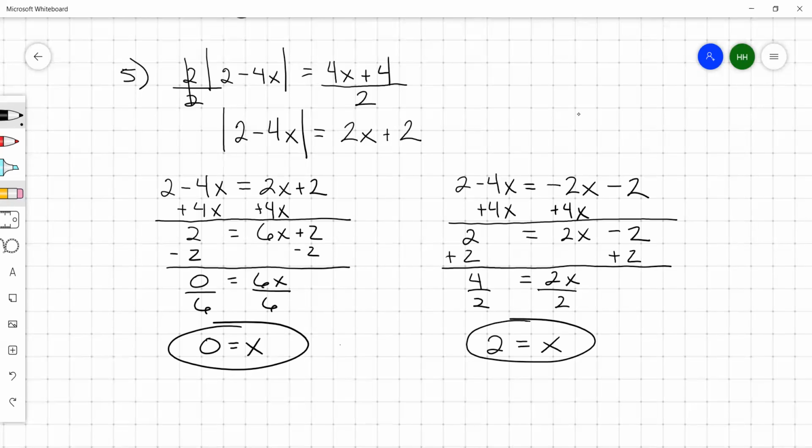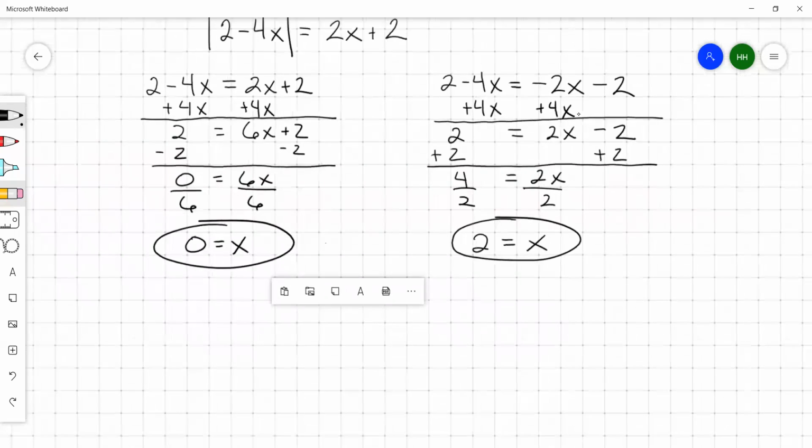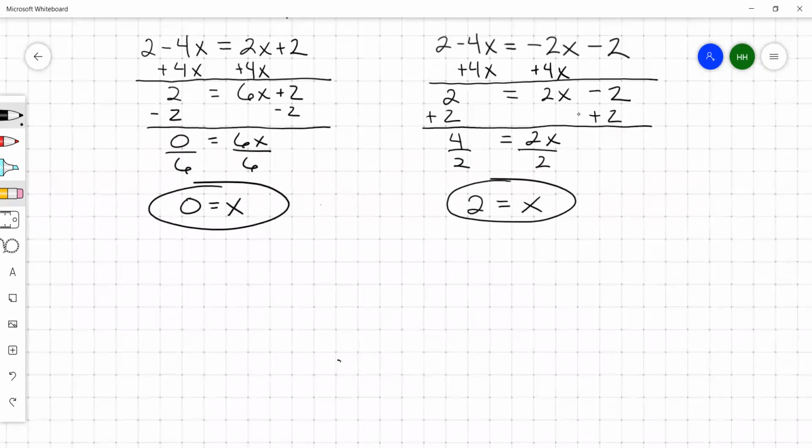We're going to check it in the original equation right now. Now we're going back to the original equation and checking them both. So here's your original equation. We got 2 times the absolute value of 2 minus 4 times x, which is 0, is equal to 4 times 0 plus 4.